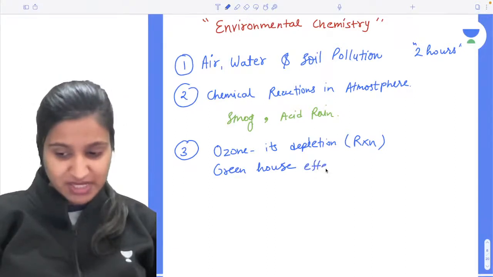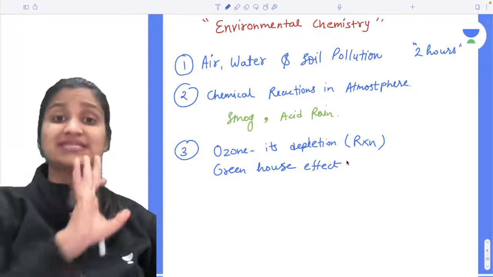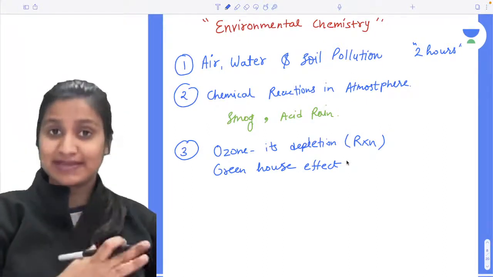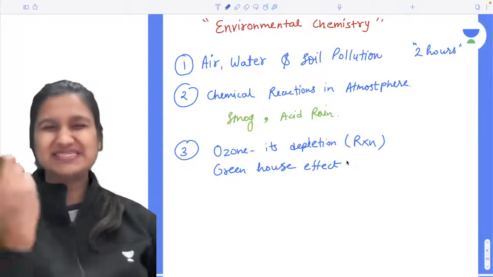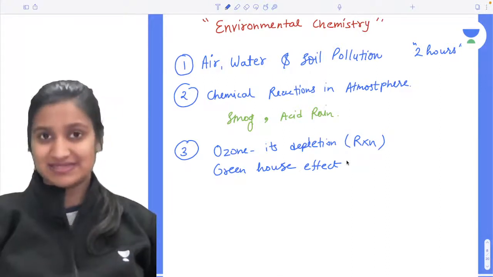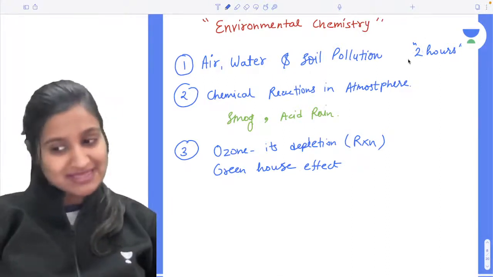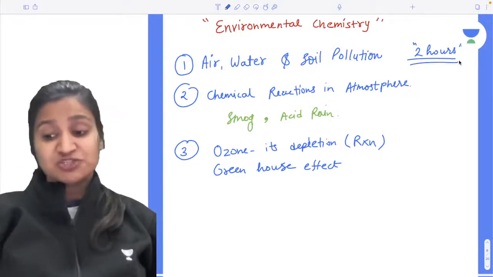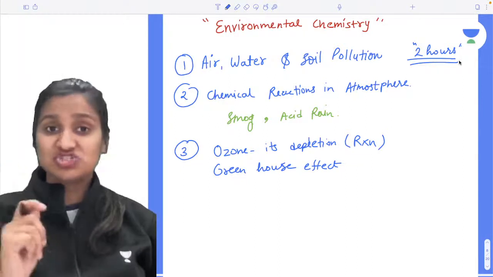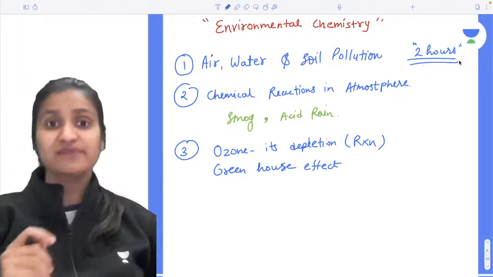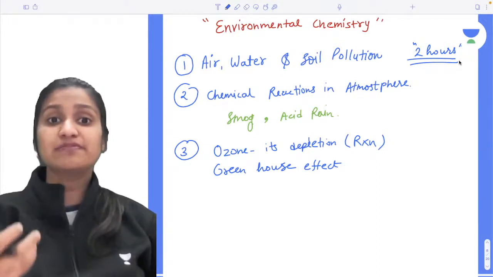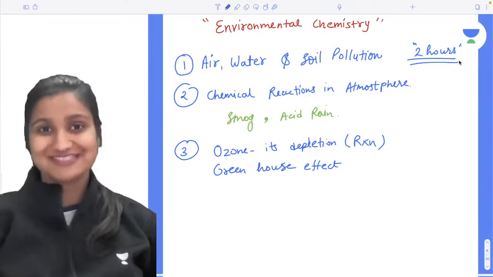This is your greenhouse effect. These are the same things which you have done in your junior classes, it's just a little bit higher level. But as I said, only 2 hours and you will be done with this chapter. So don't leave this chapter at any cost, because this is a very easy chapter which can help you earn your marks.